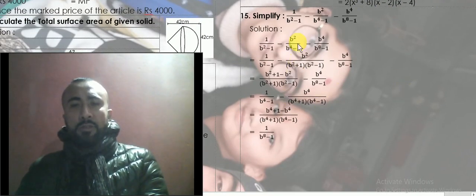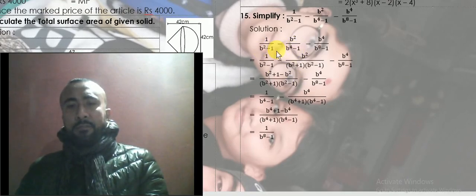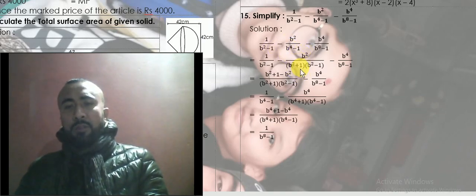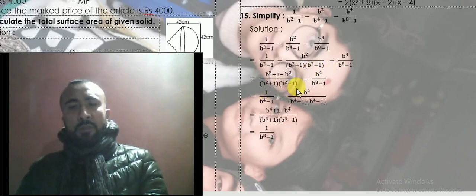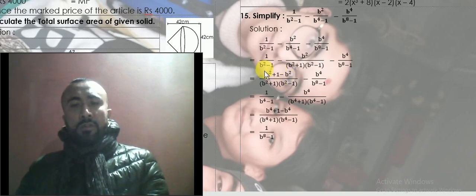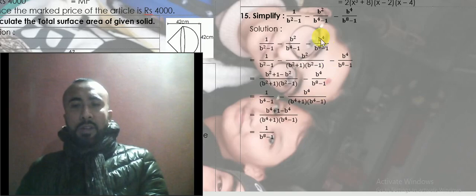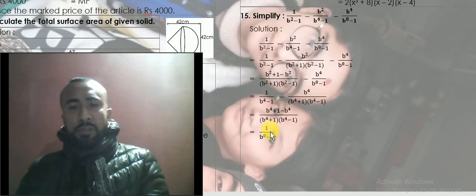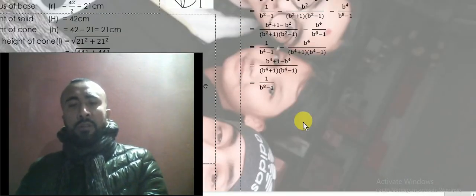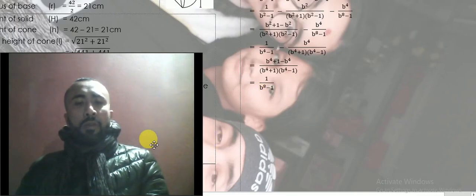Now let's move on to question number 15. Here just take the first two terms only. Here b to the power 4 minus 1 is (b squared plus 1)(b squared minus 1). So the LCM is (b squared plus 1)(b squared minus 1). So in this denominator, b squared plus 1 is missing. Now b squared cancels b squared, and it's 1 by b to the power 4 minus 1. Now repeating the same process again, you get the answer 1 upon b to the power 8 minus 1.